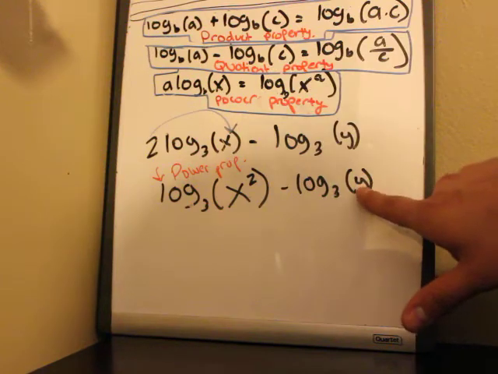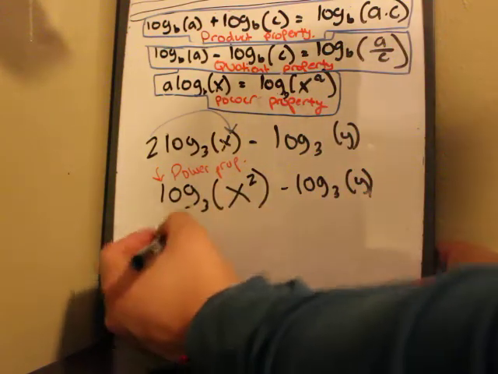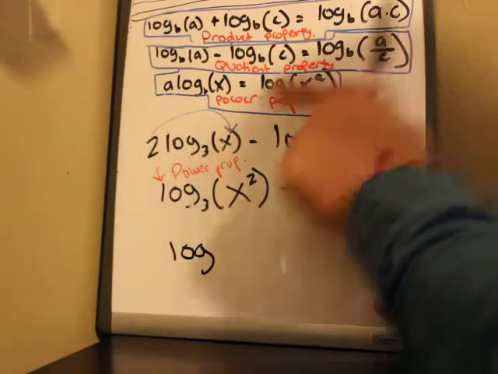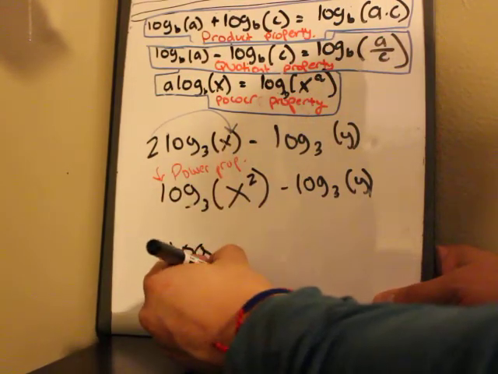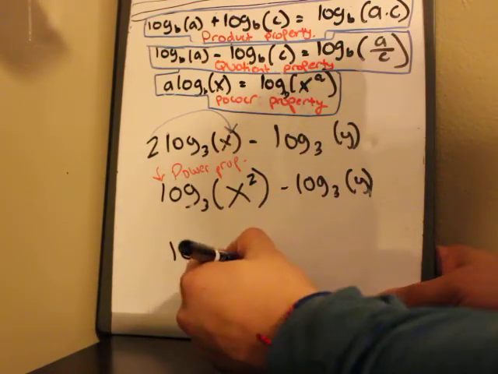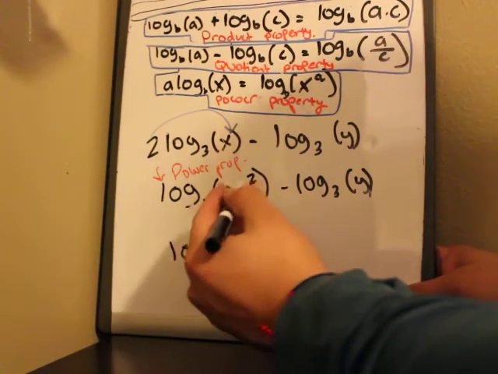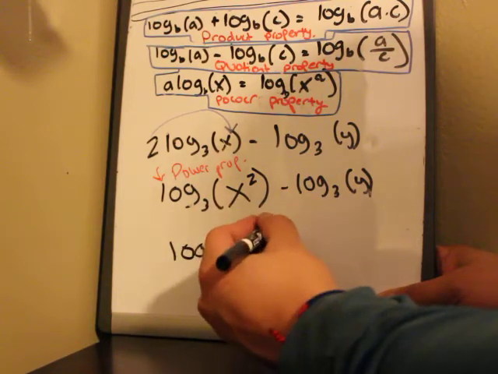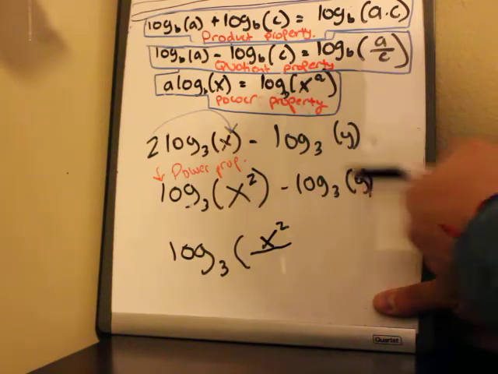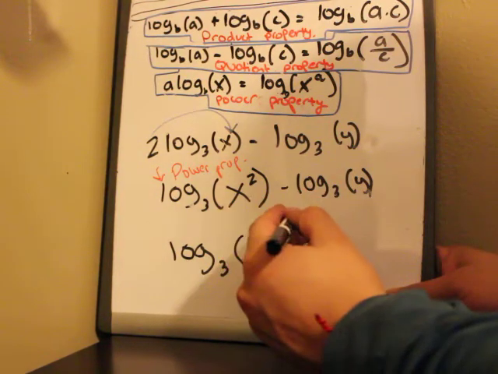Well, that's just y. We can rewrite this as log base b. Well, our base is 3, so I'll put that down here. And then we have a, so log base 3 of a. Well, a was x squared divided by c. Well, in our problem, c was y, so divided by y.